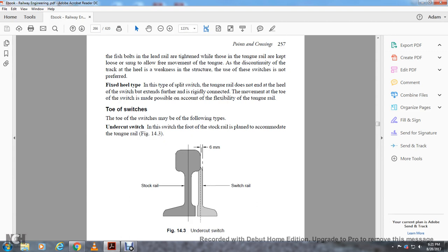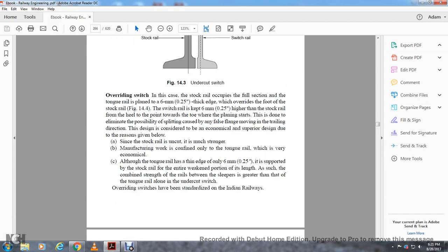Figure 14.3. Figure 14.3 is the undercut switch. It shows the stock rail cut 6 millimeters from the switch rail. Overriding switch. In this case, the stock rail occupies the full section, and the tongue rail is planed to a 6 millimeter or quarter inch thick edge that overrides the foot of the stock rail. The switch rail is a quarter inch higher than the stock rail.